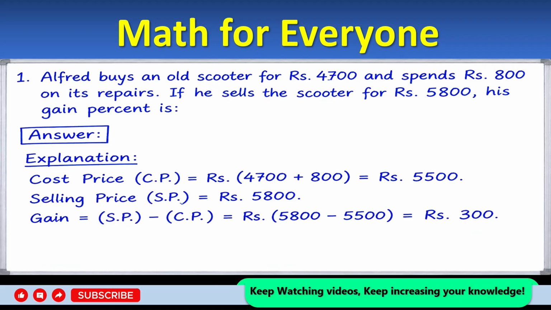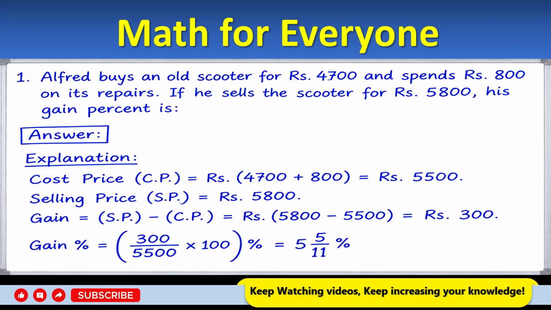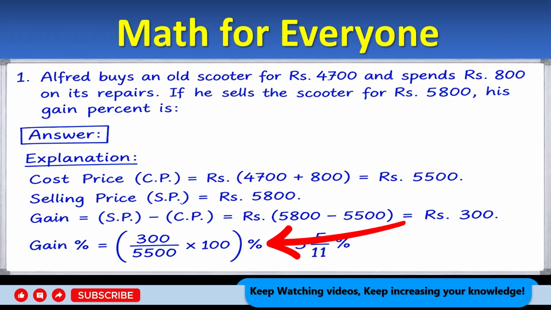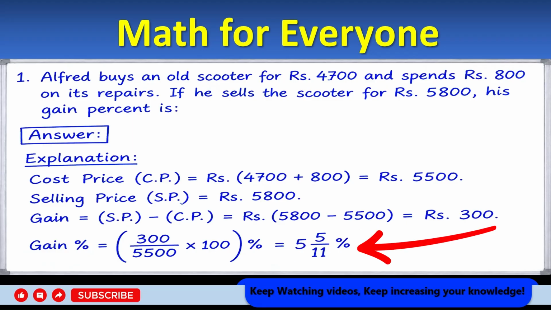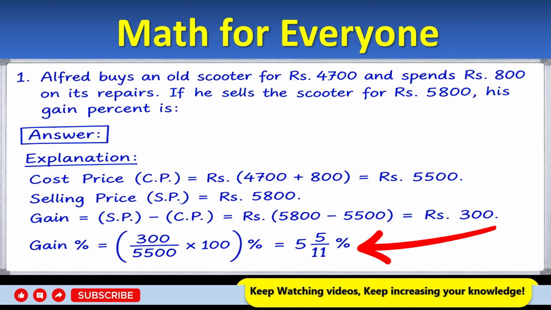Now comes the part we actually need. The formula for gain percentage is gain percentage equals gain divided by cost price times 100. Let's put our values in. 300 divided by 5,500 times 100. And after simplifying, we get 5 and 5/11%, or approximately 5.45%. So the final answer is 5 and 5/11% gain.